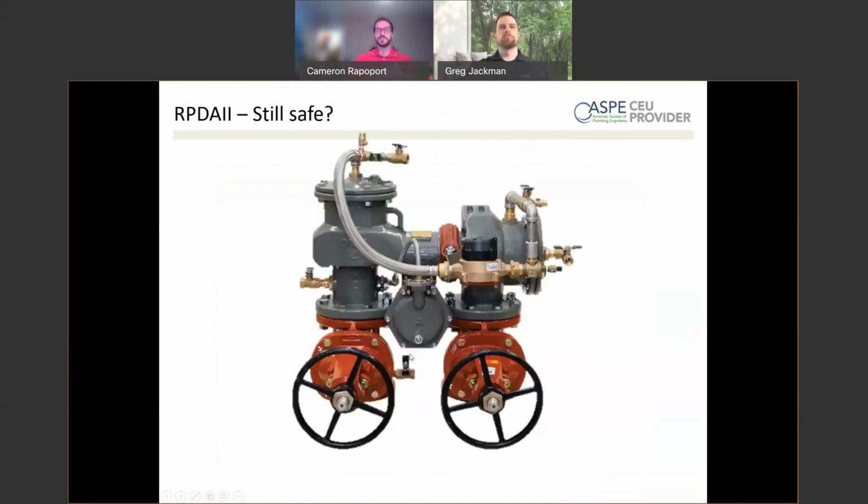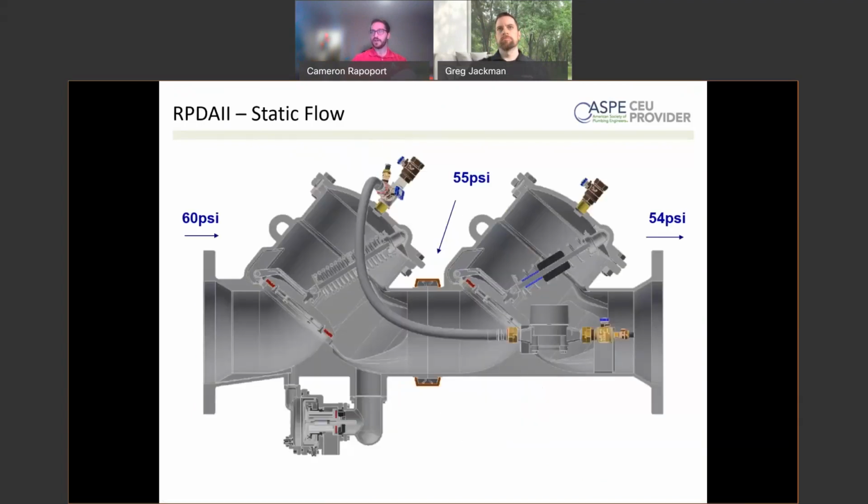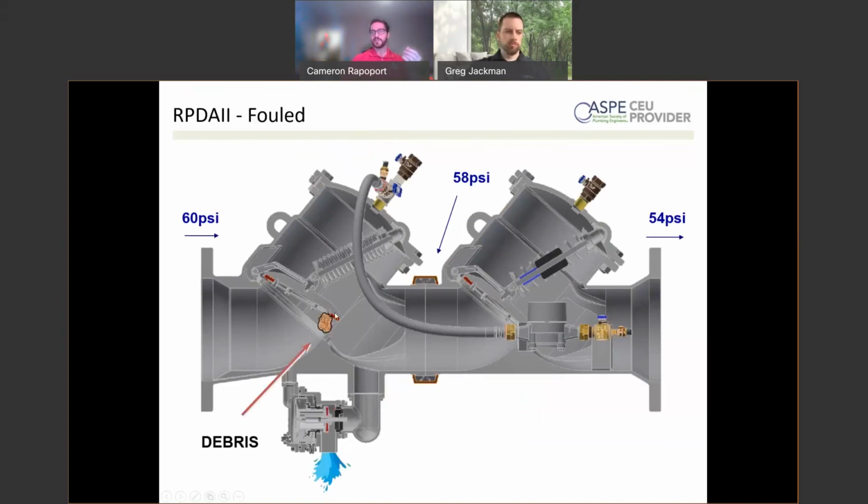So RPDA2s, are they still safe? And they are, and this is why they've been part of the ASSE and USC listings for almost a decade now, actually. So your static flow, if it is fouled, right, the relief valve is going to go off because that relief valve is still part of that bypass assembly.